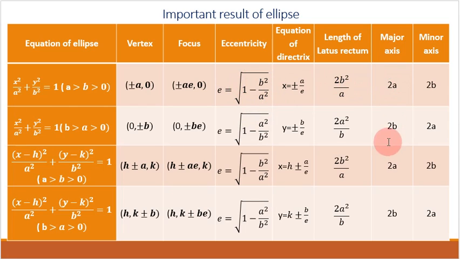So major axis 2a, minor axis 2b. In the case where b is greater than a, the major axis is 2b and the minor axis is 2a. And other forms are there, so the given equation should be transformed into any one of these four forms of equations. We have two more: x minus h whole square over a square plus y minus k whole square over b square. So we try to convert the equation to any one of these forms.